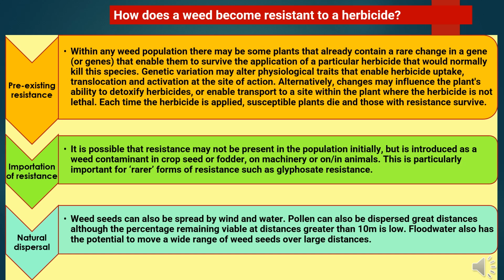Weed seeds can also be spread by wind and water. Pollen can also be dispersed great distances, although the percentage remaining viable at a distance greater than 10 meters is low. Floodwater also has the potential to move a wide range of weed seeds over large distances.